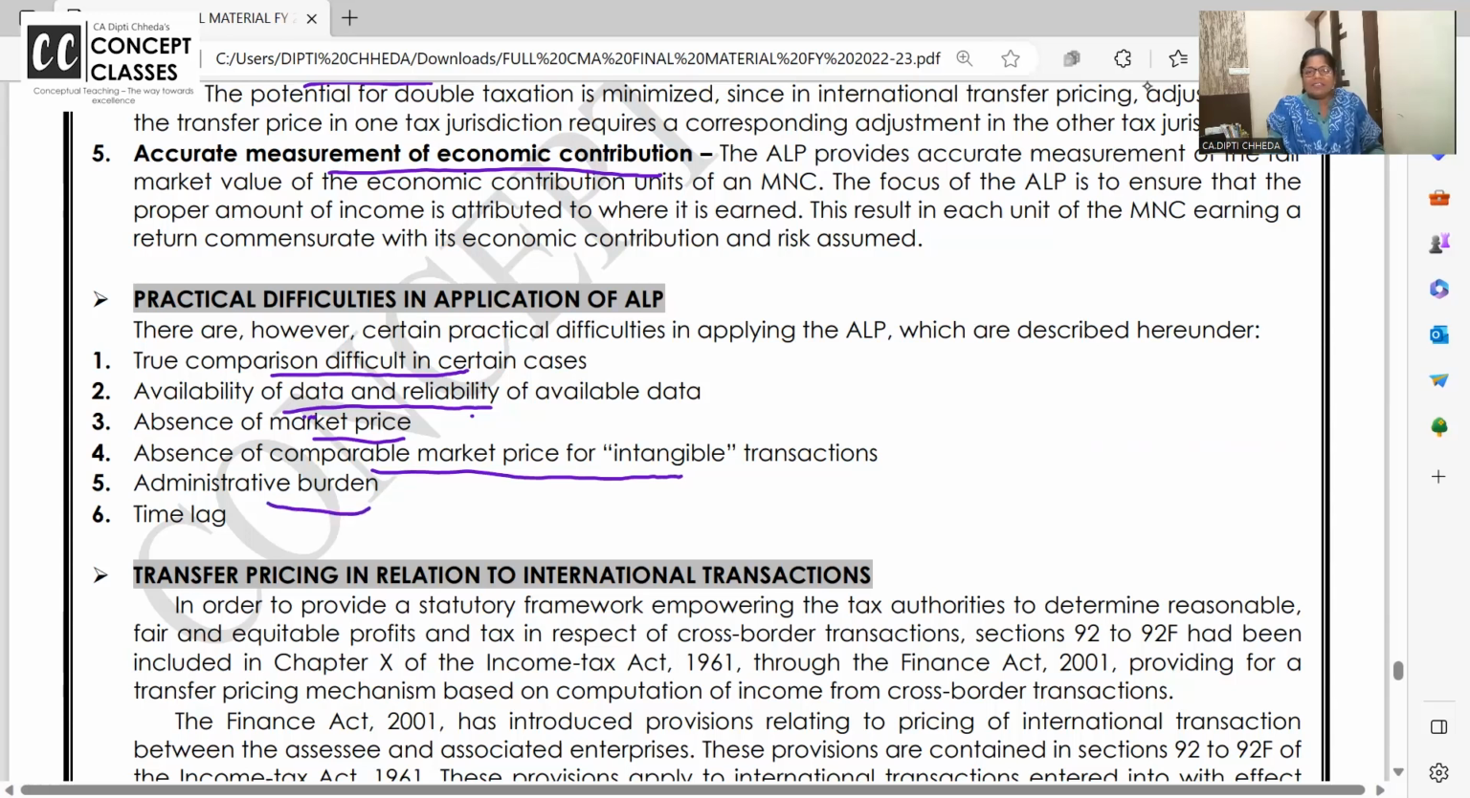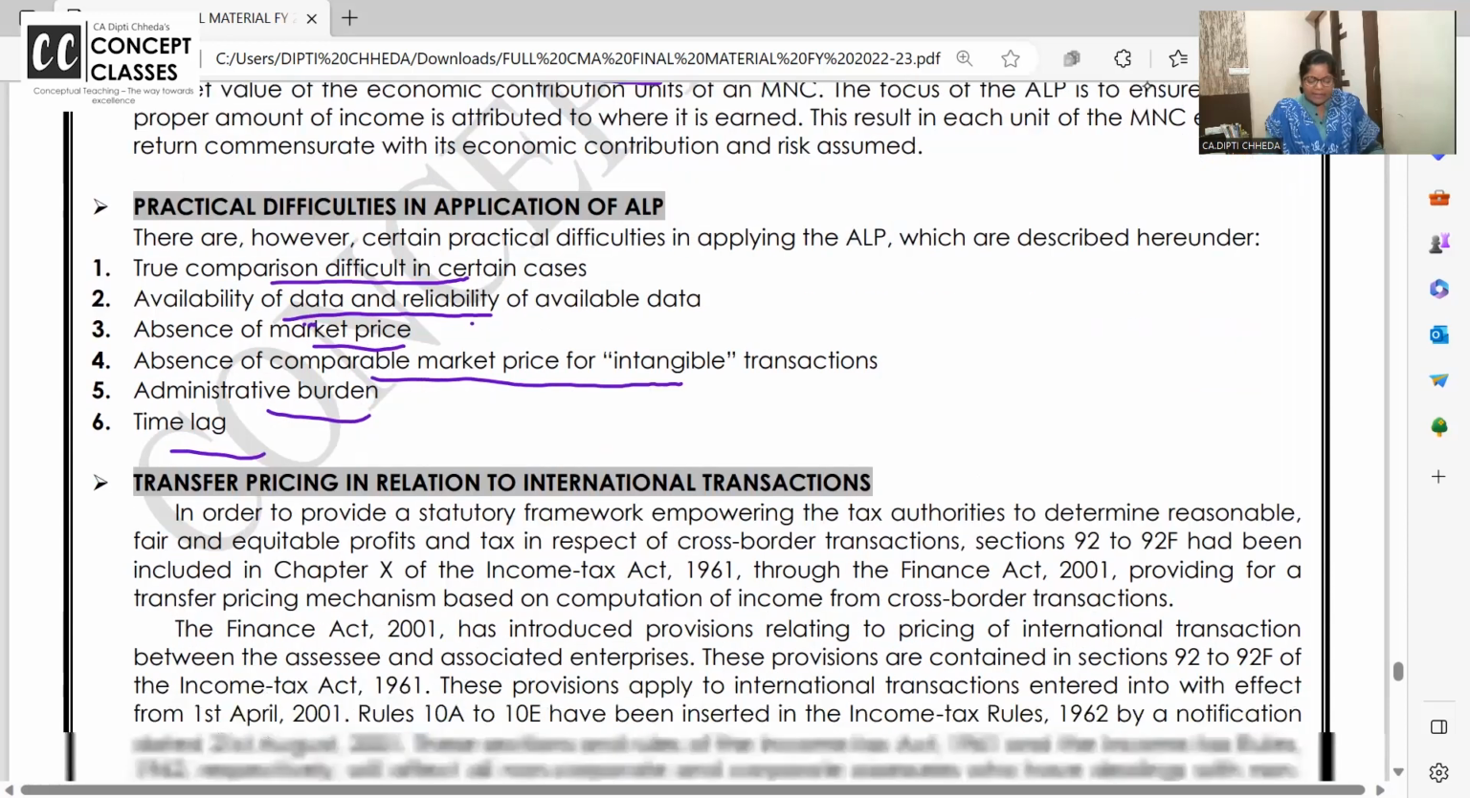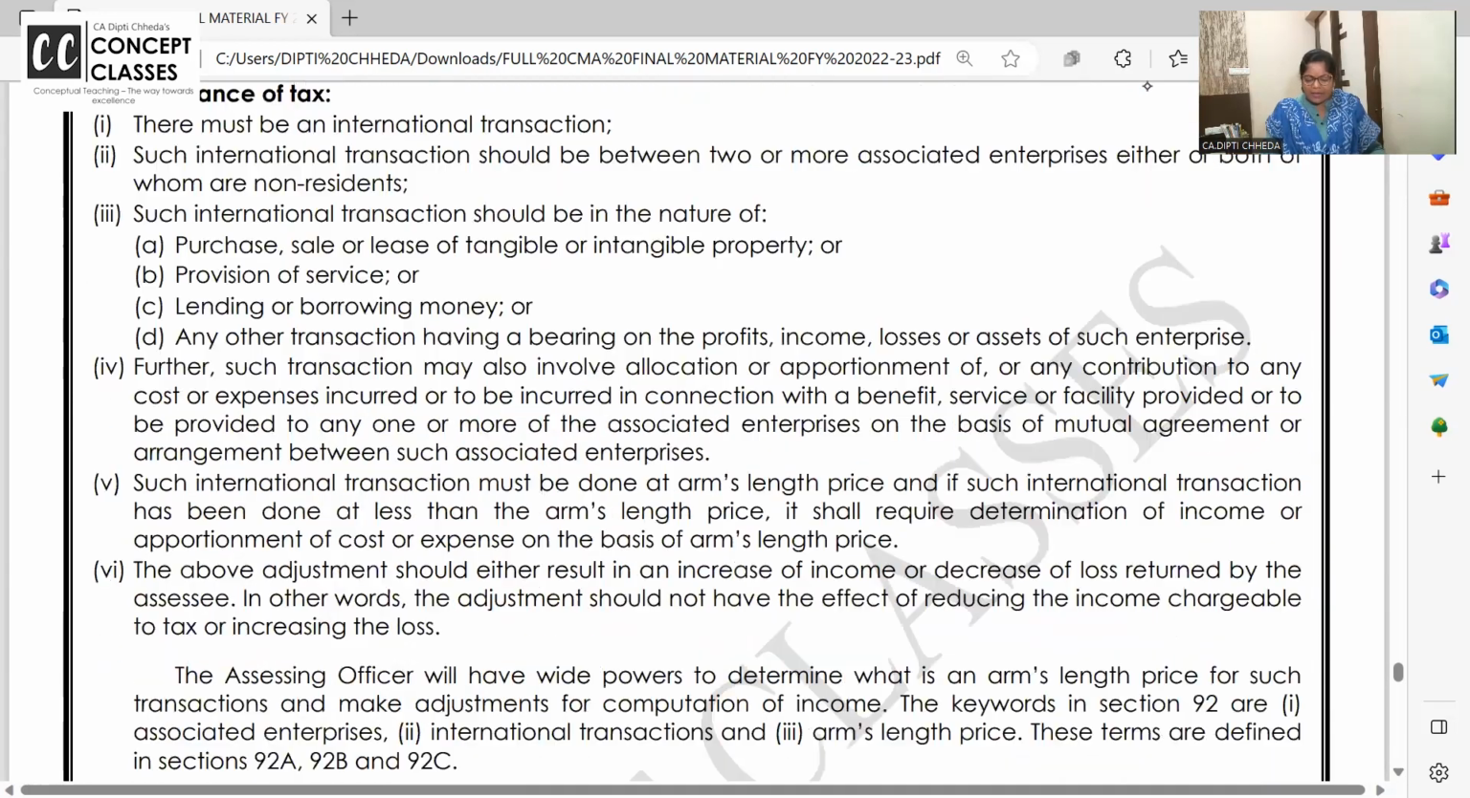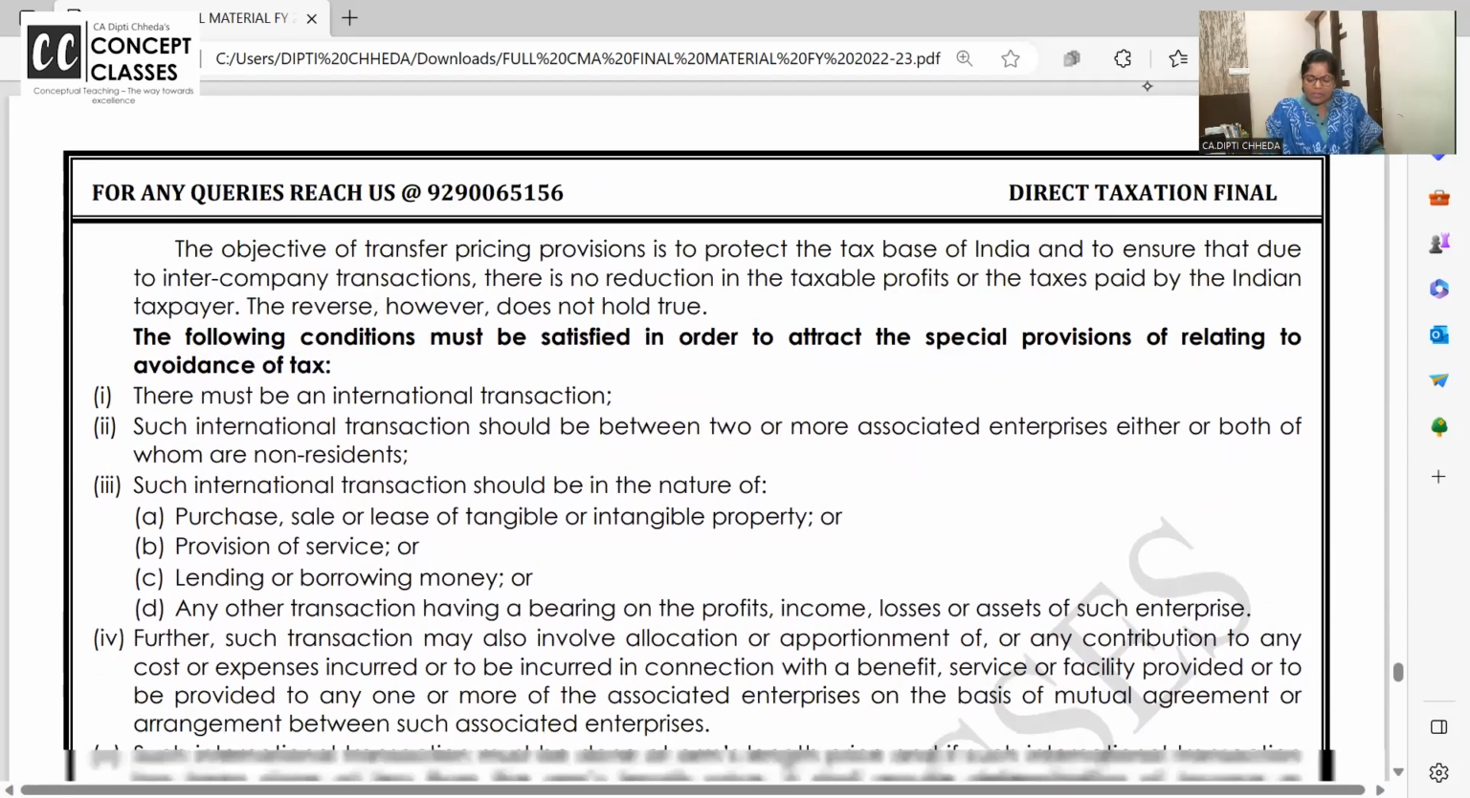Then there is the administrative burden to always go and decide the ALP, and time lag. Even if my condition and other companies' conditions are the same, this is the price today. For other companies, the same product I have charged after 2 months. So you need to take care of all these factors when you compare the price. Please watch this lecture 2 to 3 times repeatedly. Then you will surely get all the concepts.